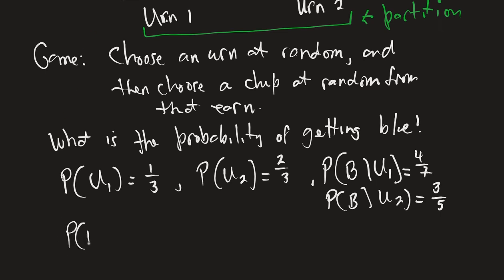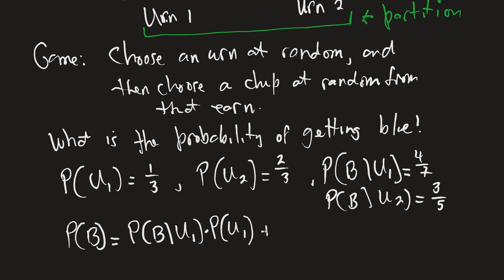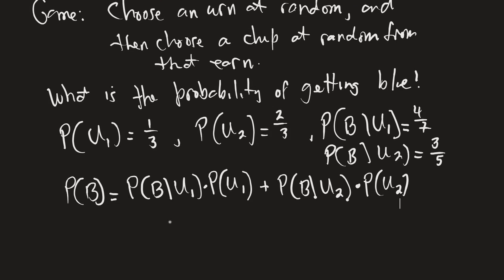The probability of getting a blue, there are two ways that can happen. We can write that as the probability of getting a blue given that you've chosen the first urn times the likelihood that you will choose that first urn, plus the probability of getting a blue given that you've chosen the second urn times the likelihood of choosing that second urn. Right? And since we have these four probabilities, it's just a matter of plugging in and simplifying. So let's see what we have.